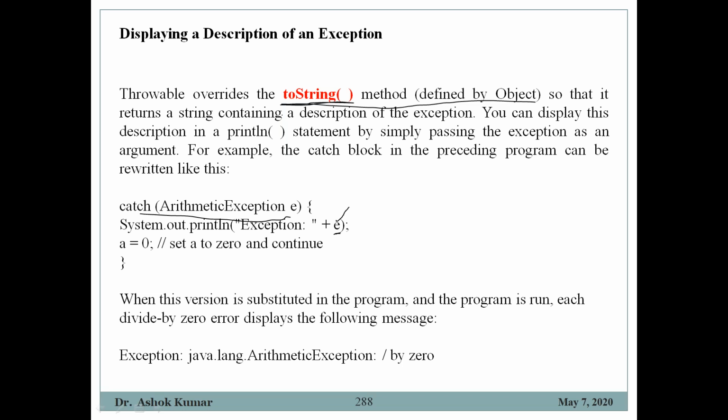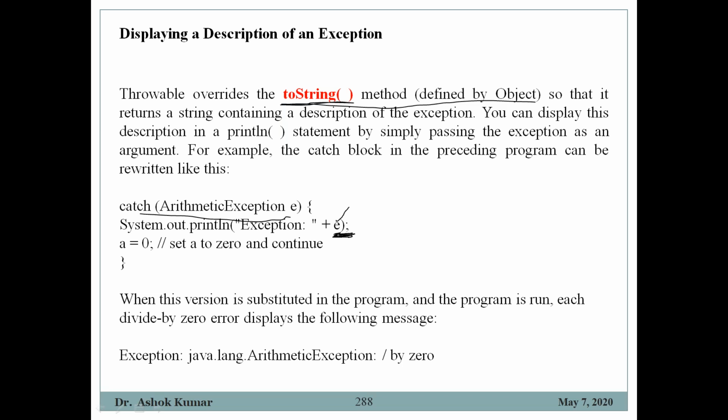Whether you are writing a standalone user defined class, that will also be implicitly a subclass of the Object class, and that will have the toString method as well. So when you print this e object over here, the toString method will get called, and the toString method prints the general description of the object. Here toString will be called, and that will print the general description. This is the main point.